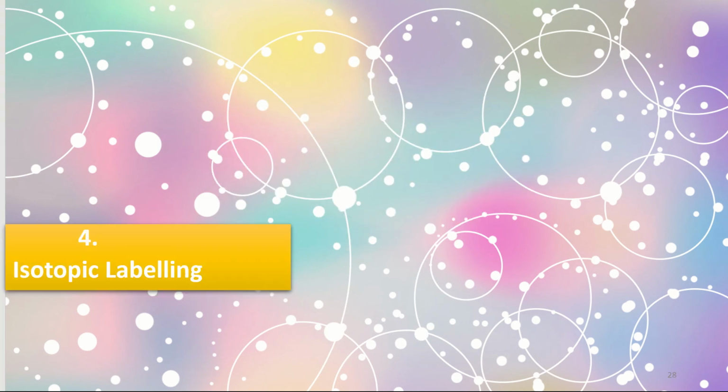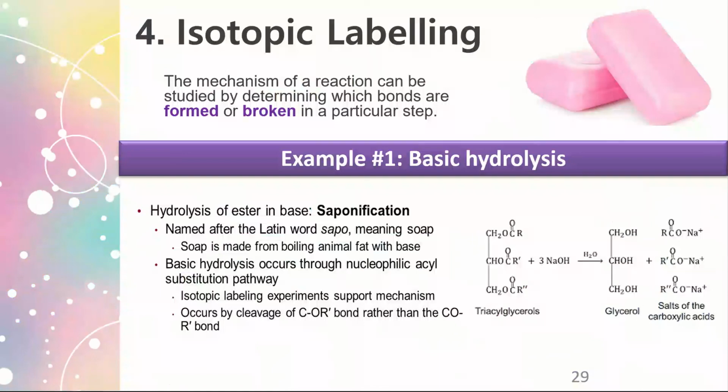All right, so the other portion of the lecture, the fourth one, is the isotopic labeling. So for isotopic labeling, the mechanism of a reaction can be studied by determining which bonds are broken, which bonds are formed in a particular step. And isotopic labeling assists with that, right? So the first example that we're going to look at is that of base hydrolysis.